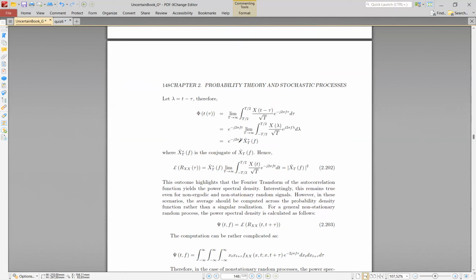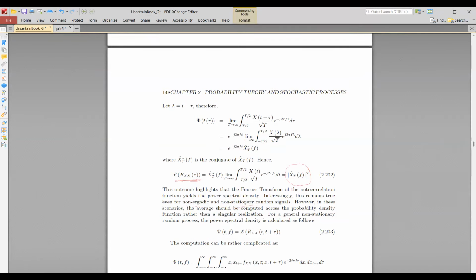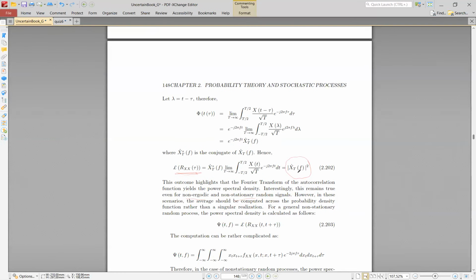The important result here is that the Fourier transform of Rxx of tau is the power spectral density. It gives us the power spectral density. This is very important. It is also important to remember that even though the derivation or the proof was given for ergodic signals, the result is valid also for non-ergodic and non-stationary random signals. So the result will be valid for both of them.